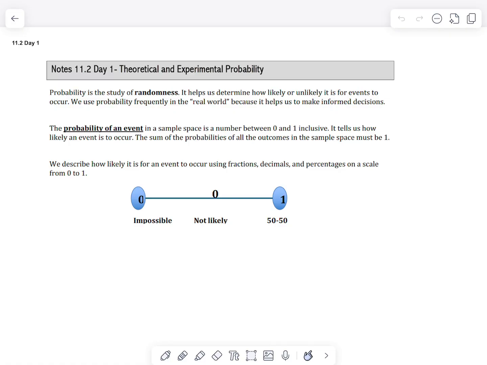The probability of an event in a sample space is a number between 0 and 1. It tells us how likely it'll occur. We describe the event using fractions, decimals, or percentages based off a scale.